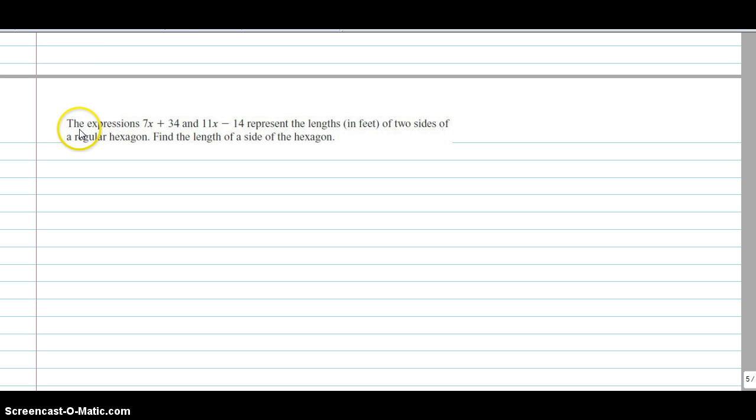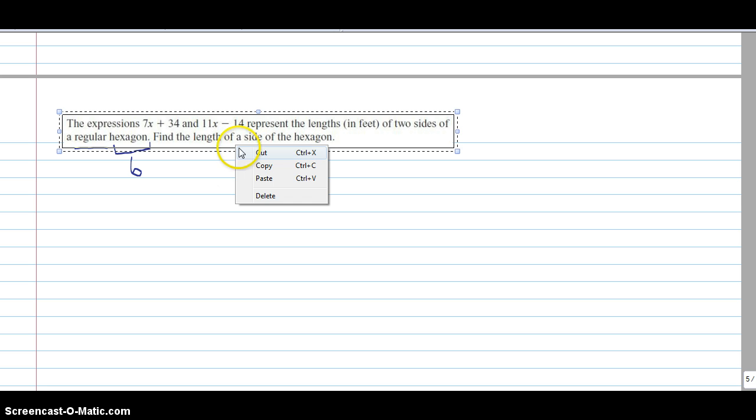So it says, the expressions 7x plus 34 and 11x minus 14 represent the lengths in feet of two sides of a regular hexagon. First, it says regular. Don't forget that. And then it says hexagon. Hexagon has 6 sides. Regular, that's your best friend. That means it's equilateral and equiangular. Equilateral means everything equals each other, and so does equiangular. Find the length of a side of a hexagon. So find the length of one side, just one side.